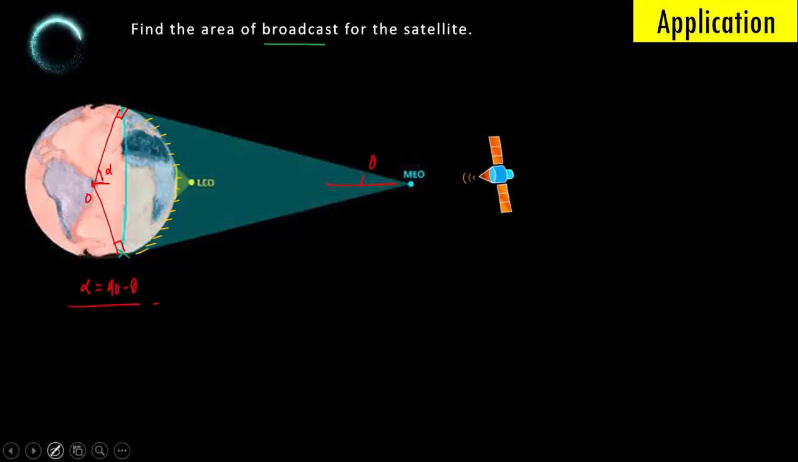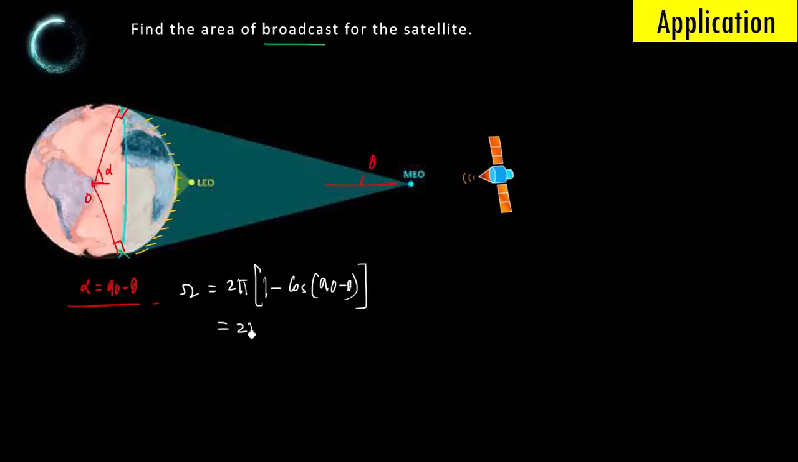Corresponding to this alpha angle, I can write the solid angle sigma should be equal to 2 pi into 1 minus cos of alpha, means cos of 90 minus theta, and cos of 90 minus theta is sine theta. So that is equal to 2 pi into 1 minus sine theta. So this is the solid angle subtended on the surface of the earth. Corresponding to this, what is the sine theta number?